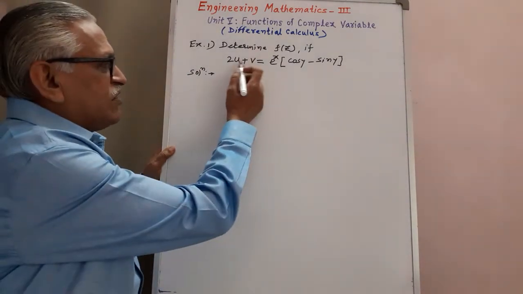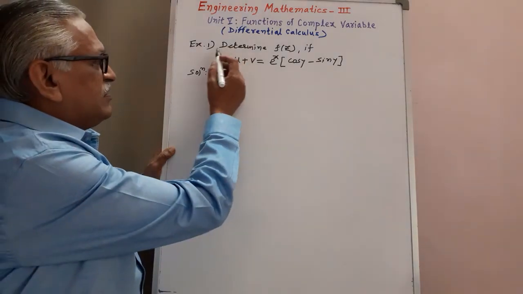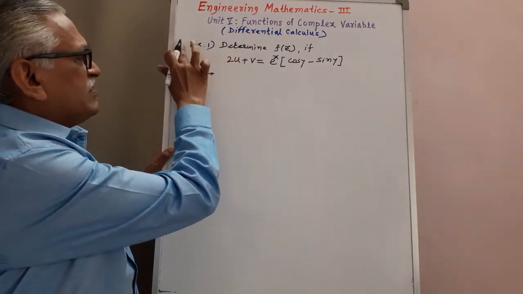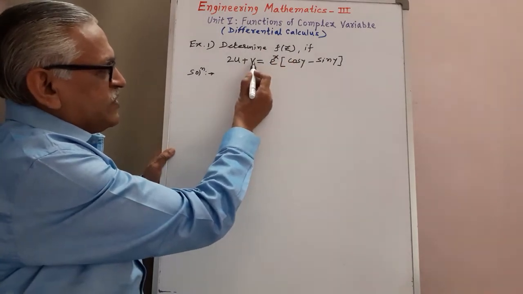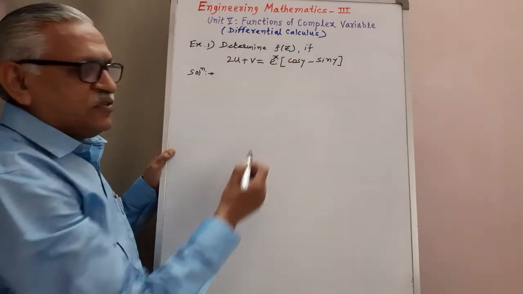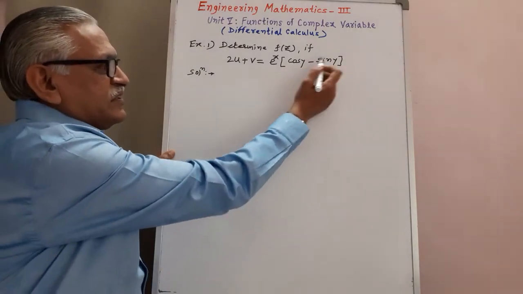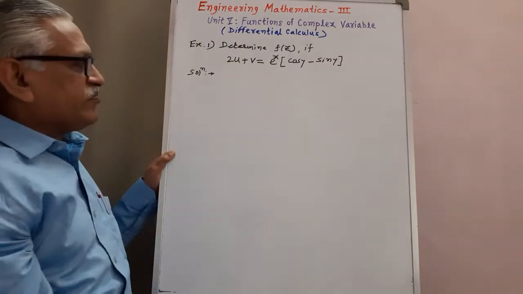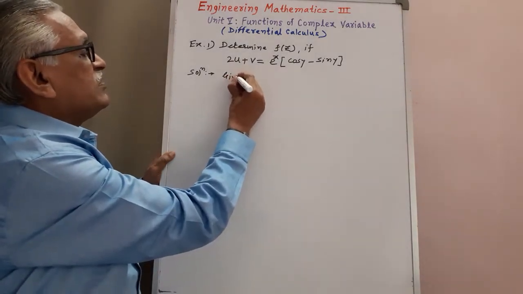presenting my video on analytic function when the given function is in the form of sum of the two terms u and v. Therefore, let us see the example. Determine f of z if 2u plus v is equals to e raised to x into cos y minus sin y. This term is in the bracket cos y minus sin y. Therefore, let us see the solution.